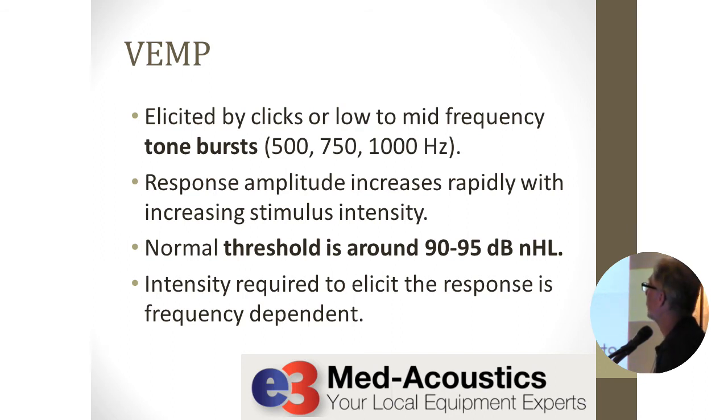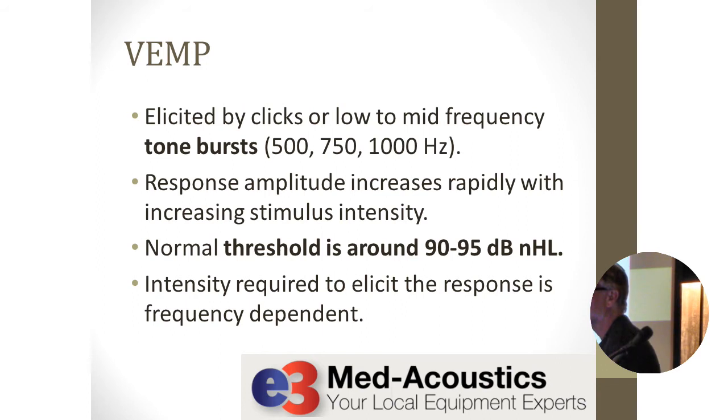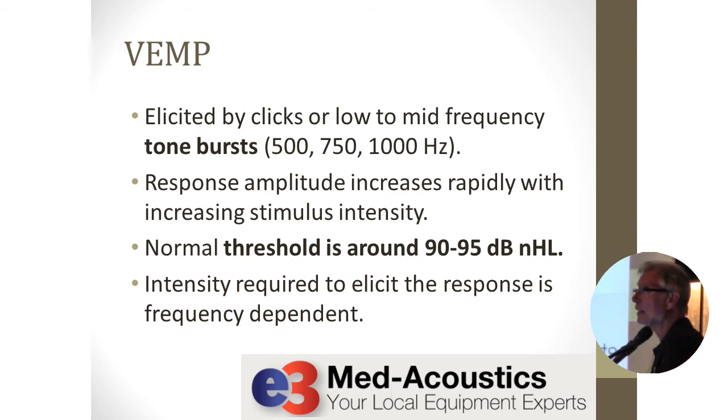But the response diminishes as you turn down the intensity of the stimulus, and when you get to 90 or 95 dB, that's it. You've arrived at the threshold. You go any lower and it's gone. Unless it's superior canal dehiscence, and then you'll find an abnormally low threshold, something around 65 or 70, and we'll have confirmed that it is superior canal dehiscence. Okay?